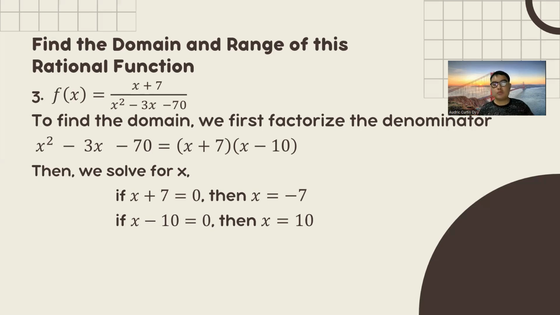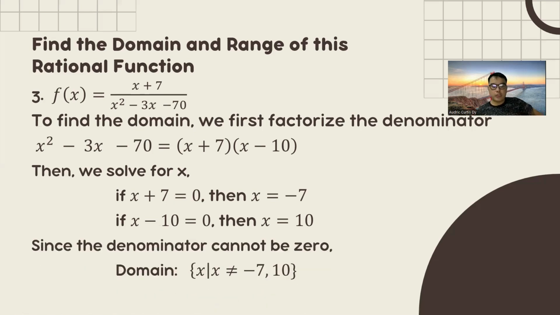Then x minus 10 equals 0. So the minus 10 will be transposed to the other side. So it will become plus 10. So these are the supposed values of x. Because when we substitute this, so these are the values of x in the respect of the denominator. However, when we substitute these values into this function, the denominator will be 0. So, hindi kasi pwede maging denominator na 0 ang isang fraction.